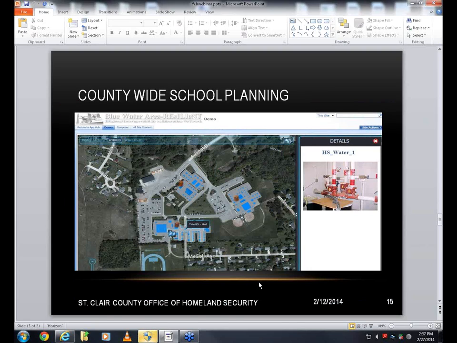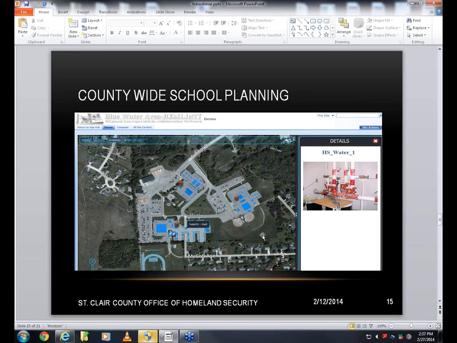One of the initiatives that we're very proud of is we've developed a countywide school planning project. Every school in St. Clair County, we have their floor diagrams. We can take our cursor and hover over any room. It will tell you what that room is. We have points on the map. We've taken entry-exit doors, electrical panels, water shutoffs, items of interest, and we've taken the pictures and tied it to a point on a map.